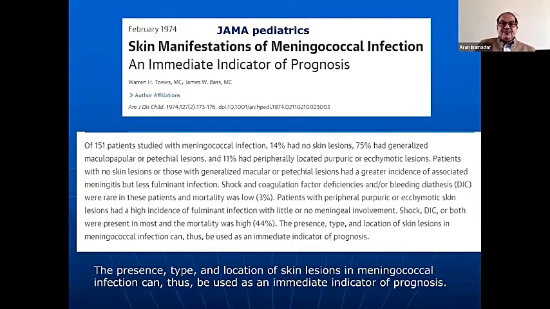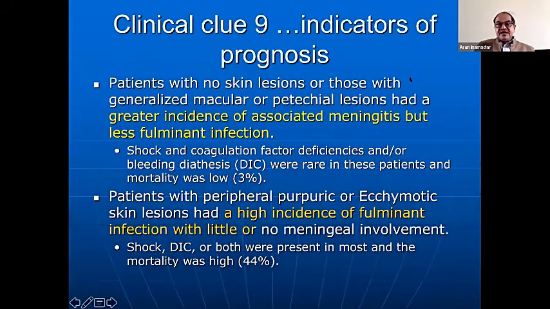How do you make out? That is a clinical clue, which are the indicators for the prognosis. Patients with no skin lesions or those with generalized macular or petechial lesions had a greater incidence of associated meningitis, but less fulminant infection. That means the shock, coagulation factor deficiencies or DIC were rare in those patients. Mortality was very low, that means only 3%.